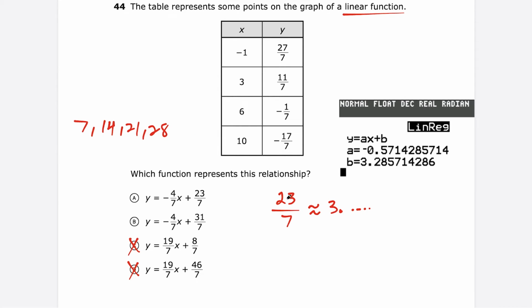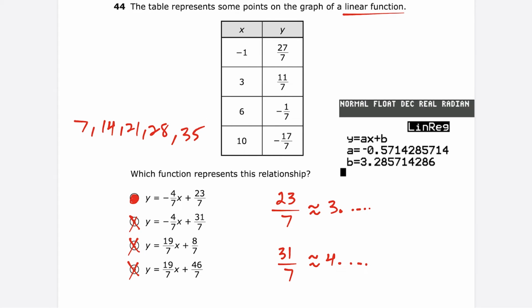So I know that 23 divided by 7 is going to be 3 point something something, which is 3 point something something right here. If I did 31 divided by 7, 31 is between 28 and 35, so this would be roughly equal to 4 point something something. I could just check to see if 23 divided by 7 matches this. Once again, I know this is 4 point something, which is not equal to this b value here. So A is definitely our answer.